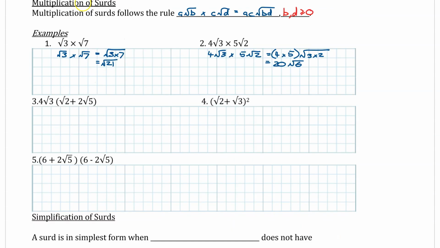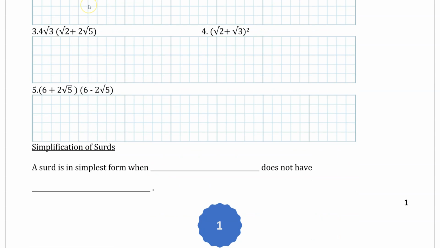Moving downwards, 4 root 3 times root 2 plus 2 root 5. So to solve this one, we need to use the distributive law. So 4 root 3 times root 2, and then plus 4 root 3 times 2 root 5.